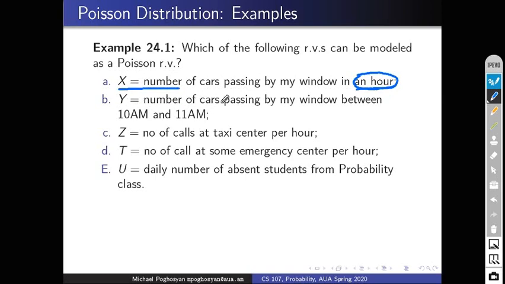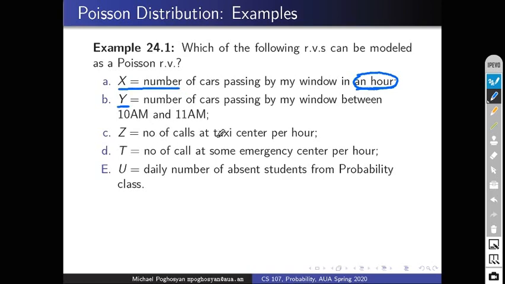Okay, what about Y, the number of cars passing by my window between 10 a.m. and 11 a.m.? This is pretty much a constant rate. Well, it depends on the day, of course, but the variation of the average number of cars passing from 10 a.m. to 11 a.m. will be constant. That rate will be constant. So I can use the Poisson distribution for this random variable Y.